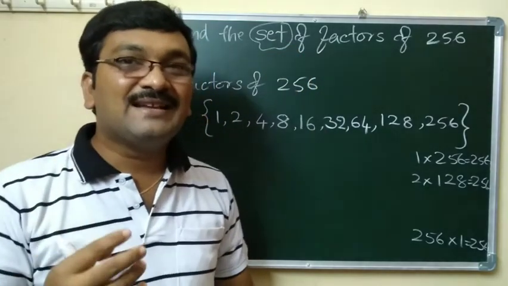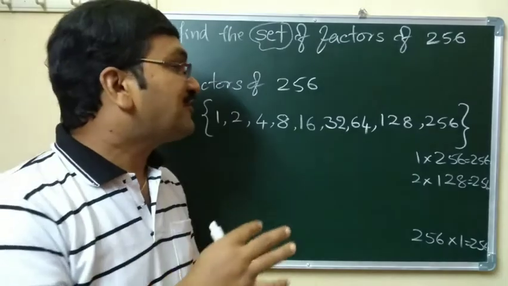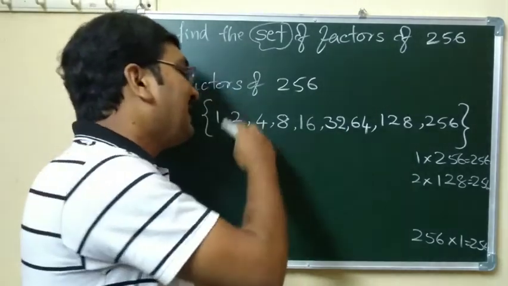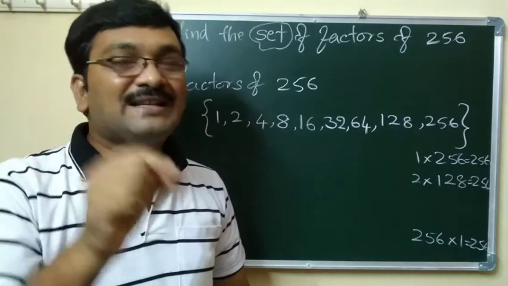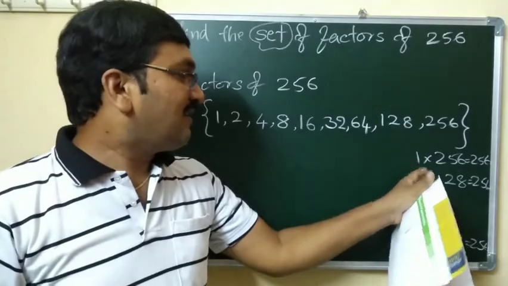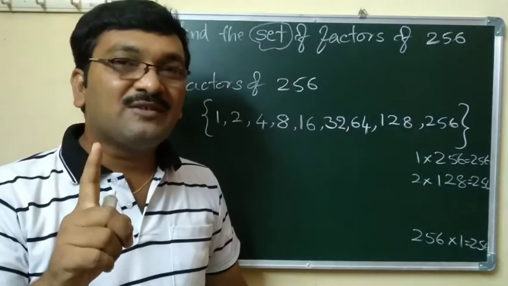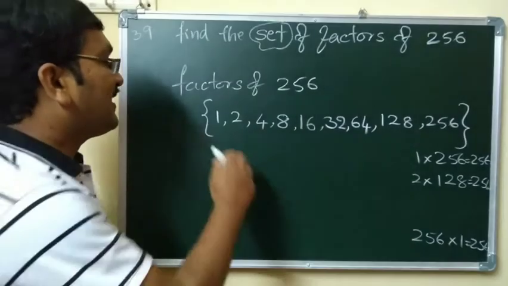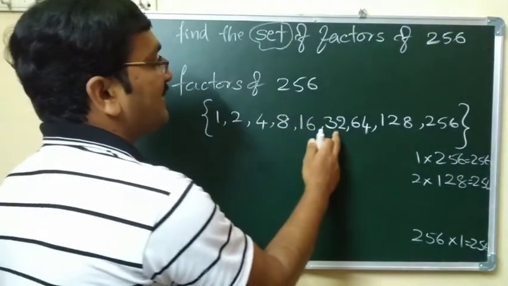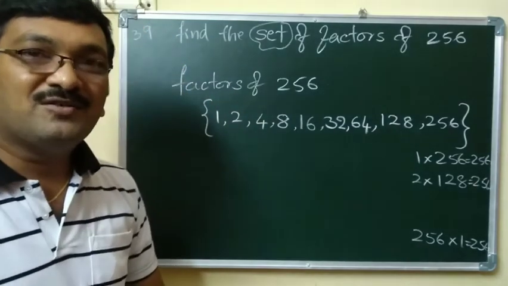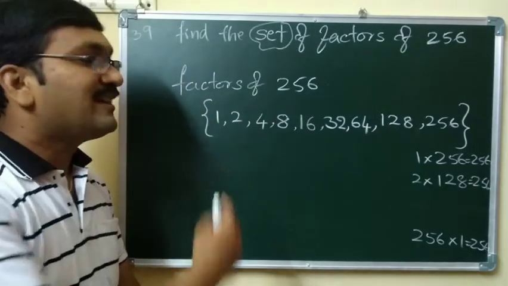A set is a collection of elements. Any element we take in the set only one time; we need not take it two times. Already I said 1 will come two times, but we have to take only one time. So this is the answer. Factors of 256 are 1, 2, 4, 8, 16, 32, 64, 128, 256. Is there any doubt?